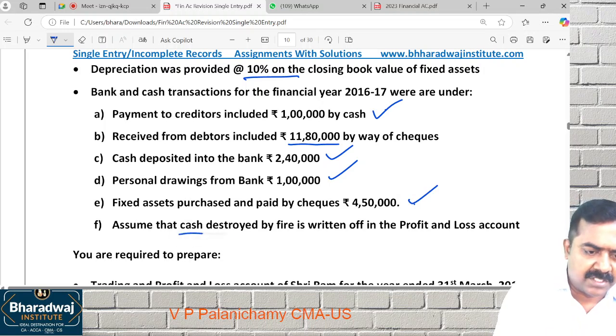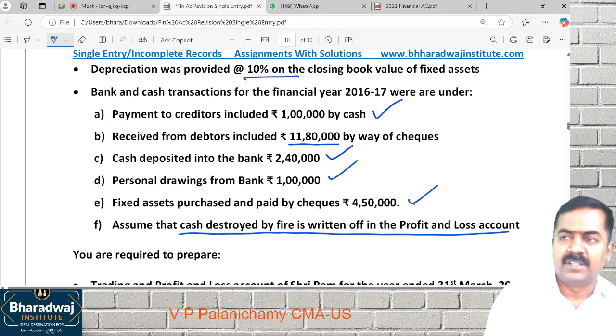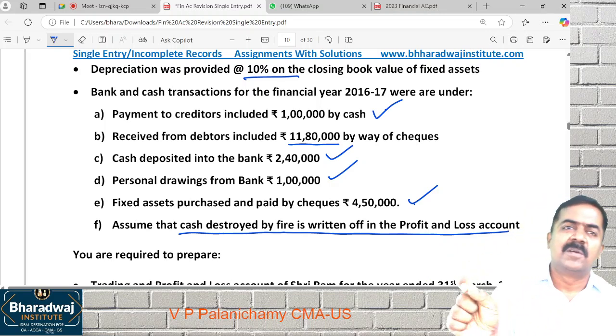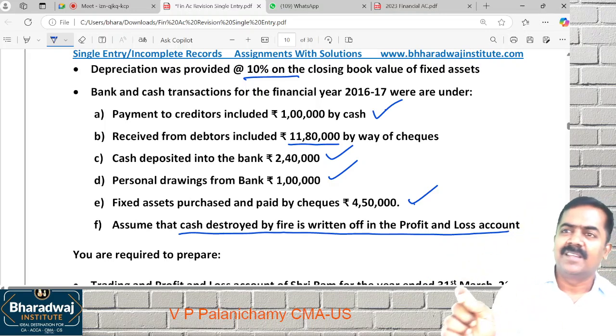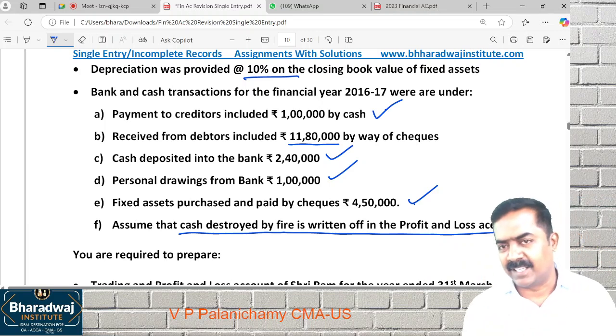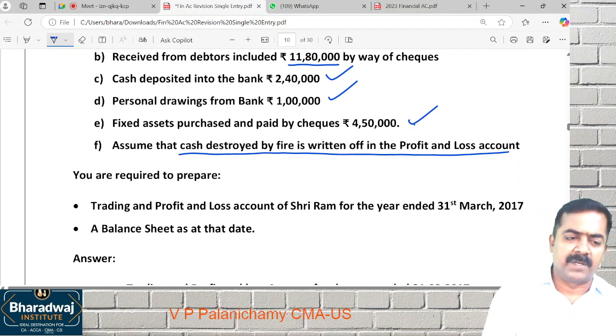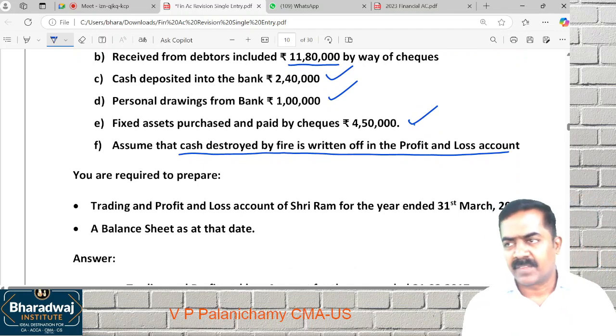Assume cash is destroyed by fire and written off in which account? Very simple. In the cash account, the balancing figure, what do you normally do? Instead of writing by balance carried down, here write by cash lost by fire, and charge it in which account? P&L account. They ask you to prepare a trading P&L account and a balance sheet.